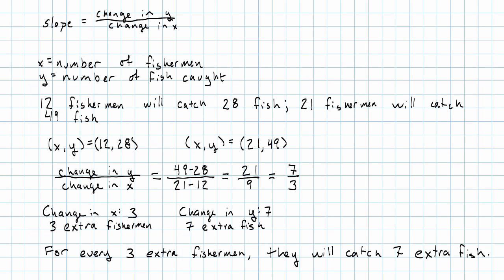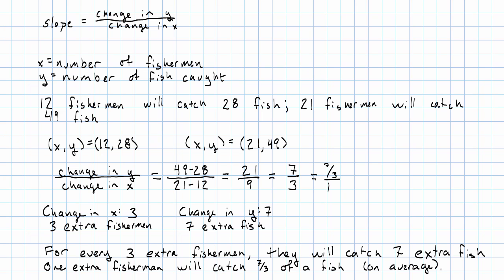There's another way we can understand this, though. This number 7 thirds, we can understand it as just 7 thirds. We can understand this also as saying 1 extra fisherman will catch 7 thirds of a fish on average. Why slip in that on average? Because actually in real life catching 7 thirds of a fish doesn't really make any sense. But that's what the model tells us is happening, so that must be taking an average or something.